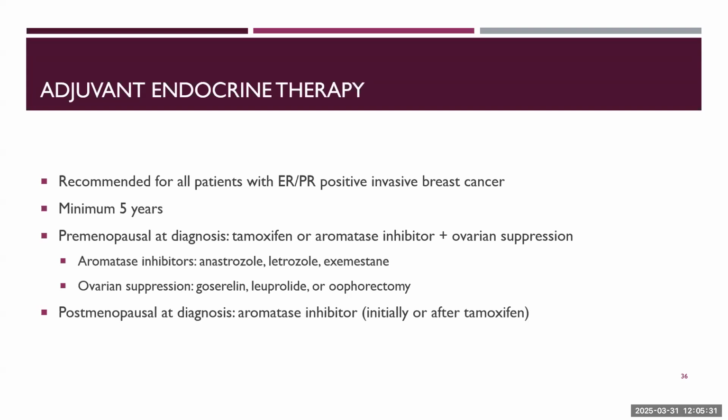As we talked about previously, aromatase inhibitors include anastrozole, letrozole, and exemestane. For ovarian suppression, we have goserelin, leuprolide, or an oophorectomy. If they are postmenopausal at diagnosis, then they can just get an aromatase inhibitor by itself. You can either start this upfront or they can do it after tamoxifen.